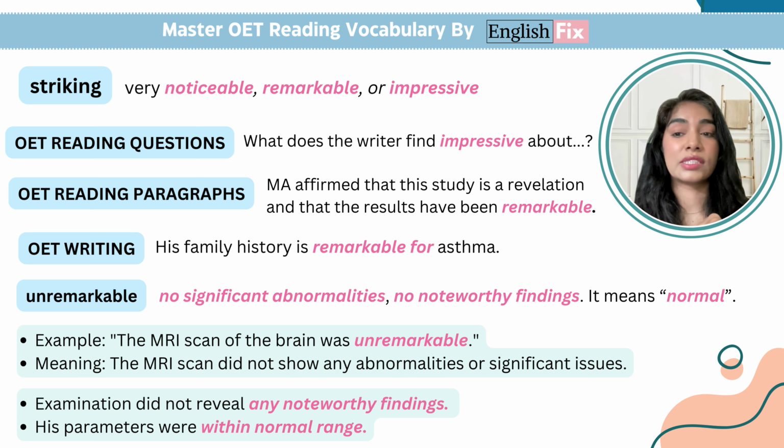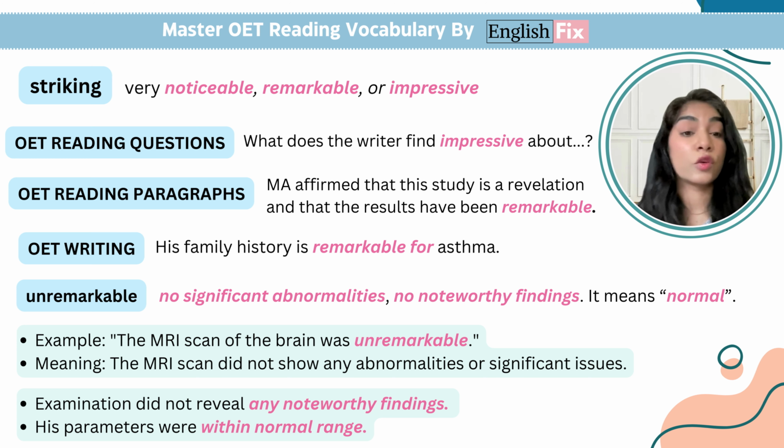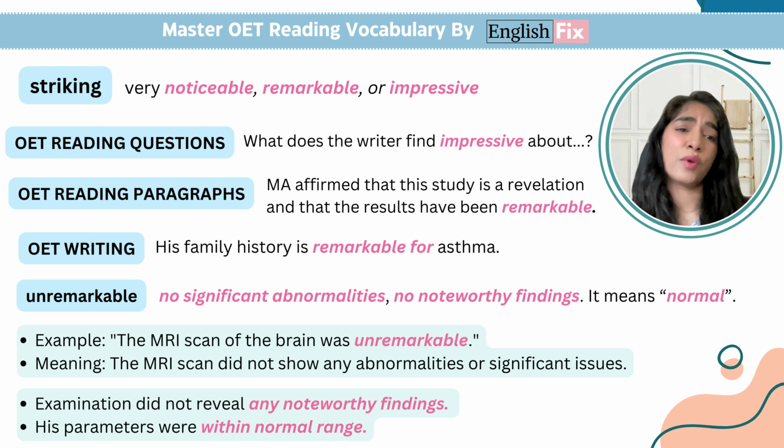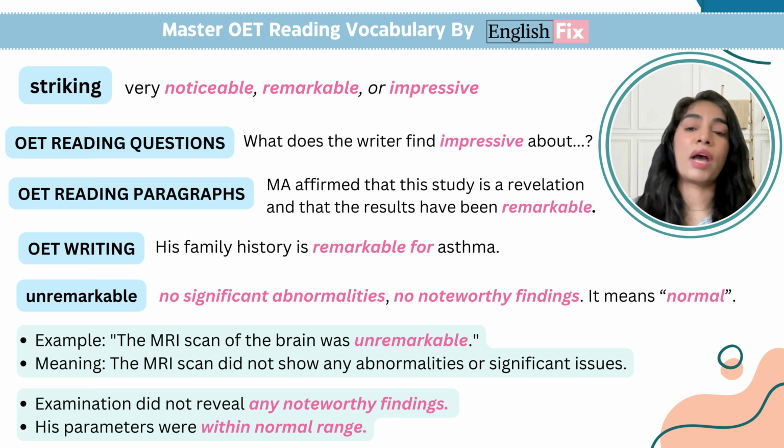Example here, the first one says that the MRI scan of the brain was unremarkable. So that means the MRI scan of the brain that we did did not show any findings that we should be talking about right now that were abnormal or that were not within the normal range. Similarly, the next example says, examination did not reveal any noteworthy findings. So I can just use this term, any noteworthy findings, any significant abnormalities. That means everything was within normal range.